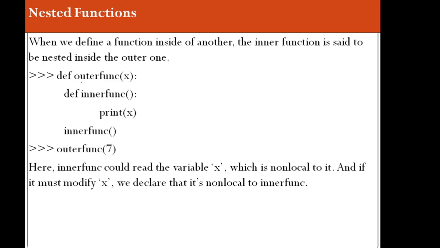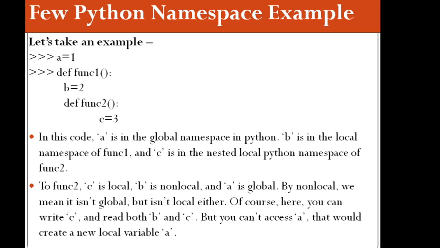So here you can see an example. One is your outer function, then we have the inner function, right? So here the inner function could read the variable x, because x is basically global for this inner function, which is non-local to it. And if the inner function wants to modify this x, it needs to declare global x. You need to use the word global.